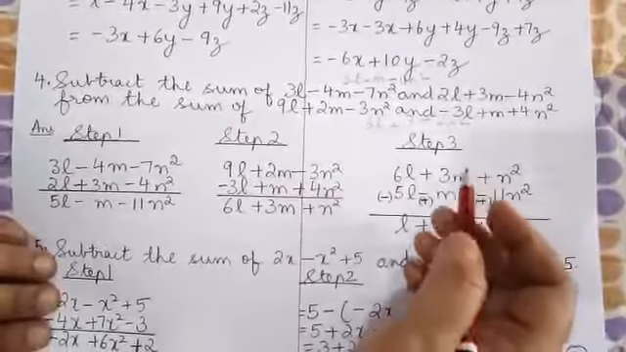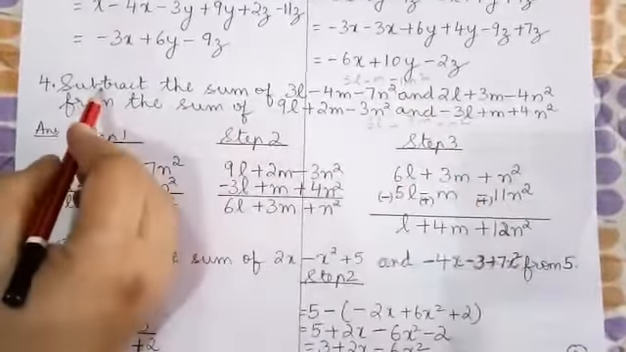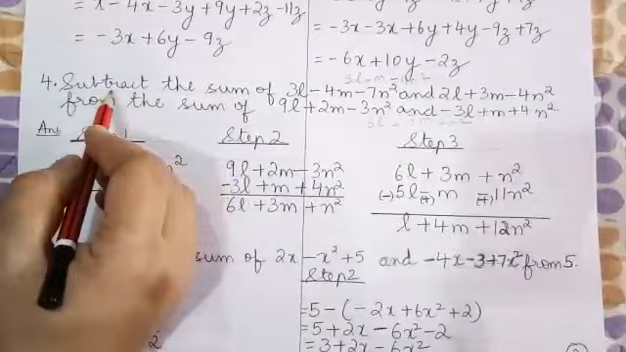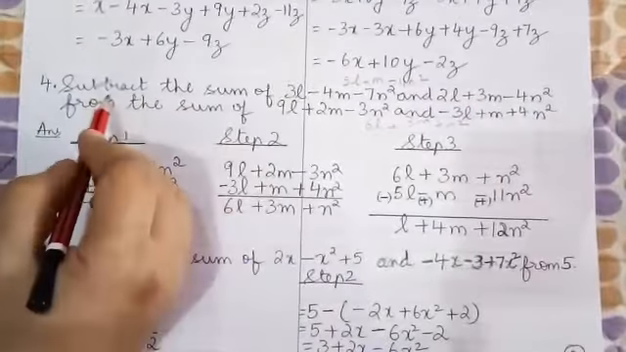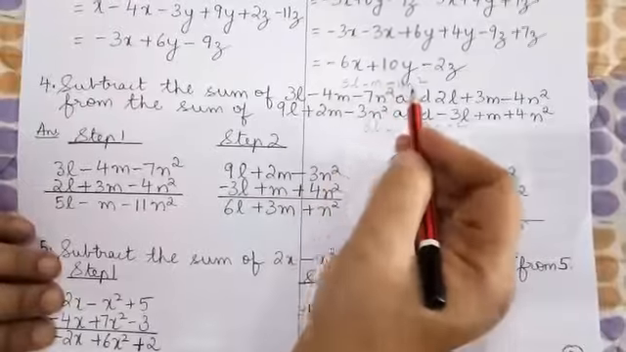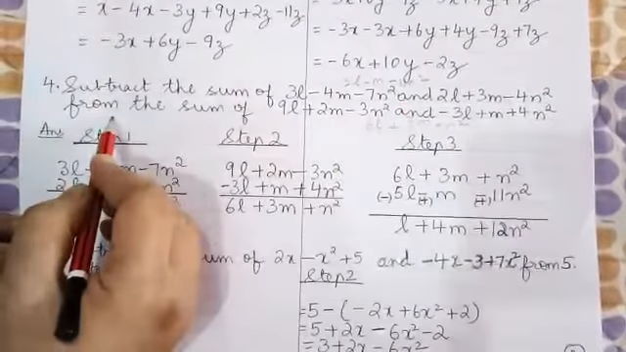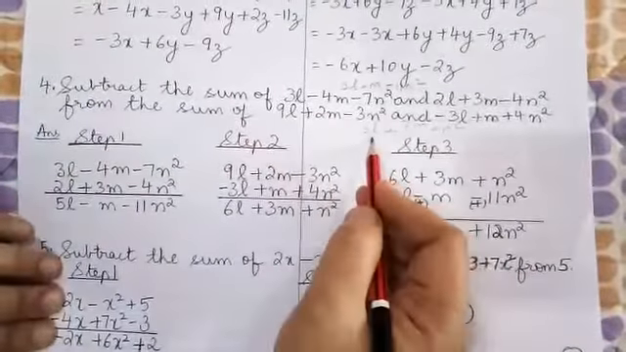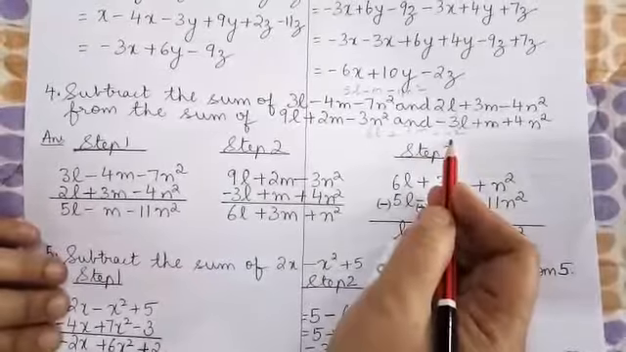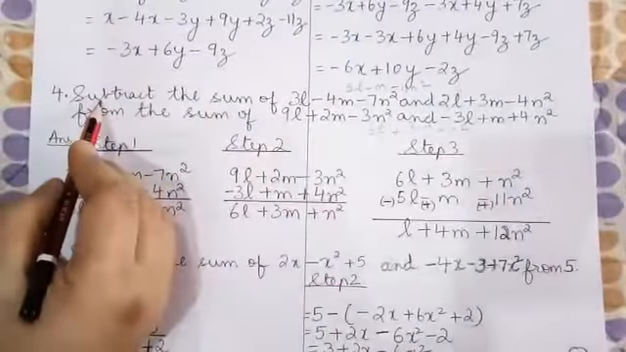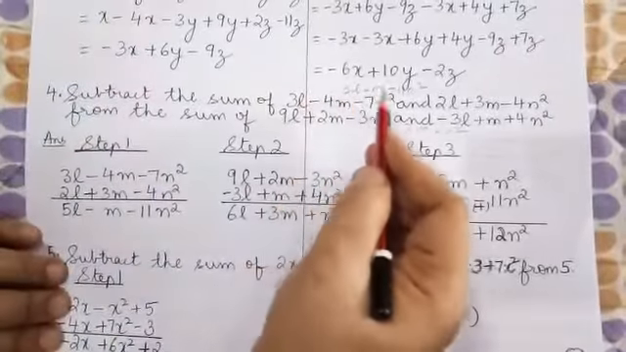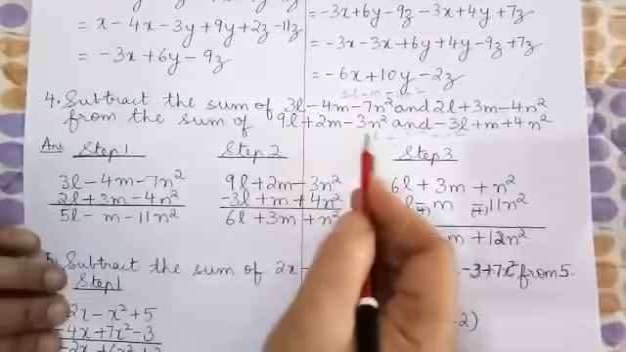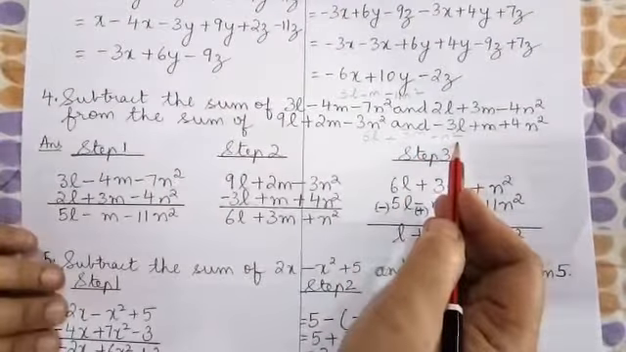Now let's read the question using these 2 answers. Subtract. We have the sum of these 2 expressions, right? Let's read it like this. Subtract 5l minus m minus 11n square from, we have the sum of these 2 expressions here, so from 6l plus 3m plus n square. I repeat, subtract 5l minus m minus 11n square from 6l plus 3m plus n square.